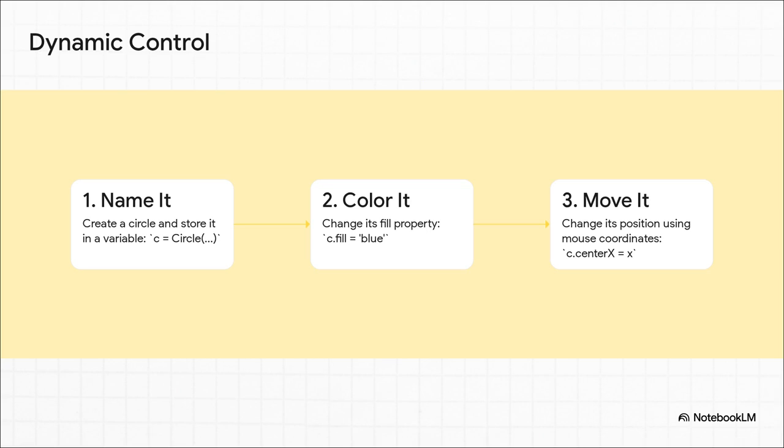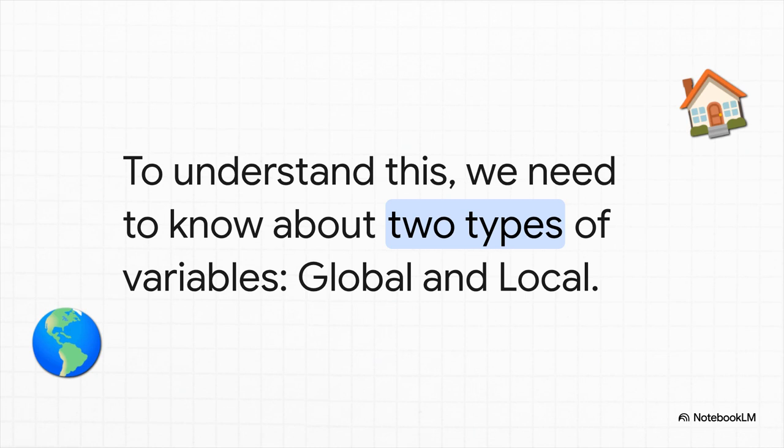We can change its position. We can tell the code to set c's centerX and centerY to the coordinates of the mouse. Now, every time you click, the circle instantly jumps to your cursor. We're using the exact same variable to control a totally different behavior. Pretty cool, right?